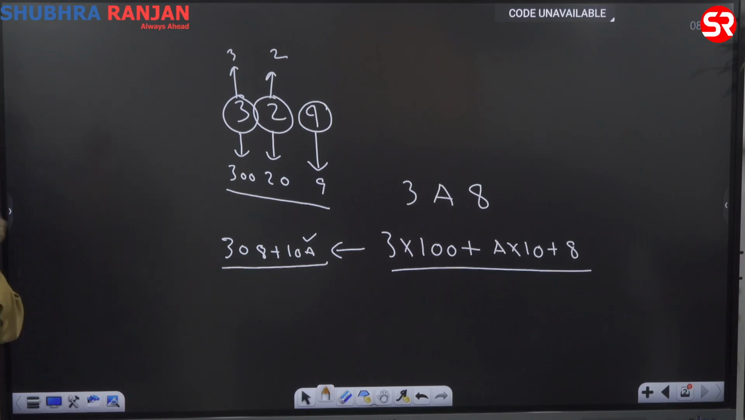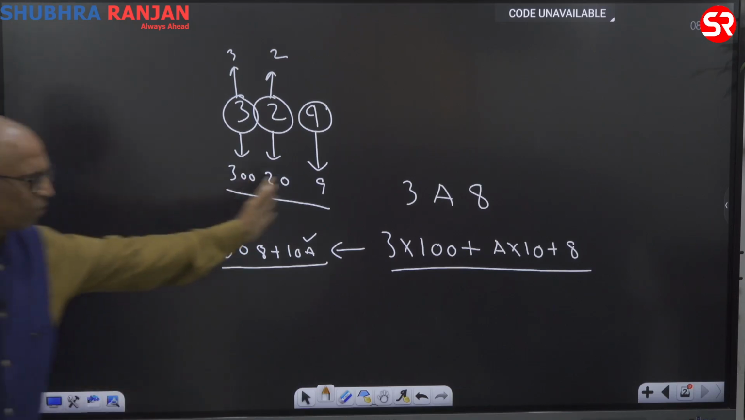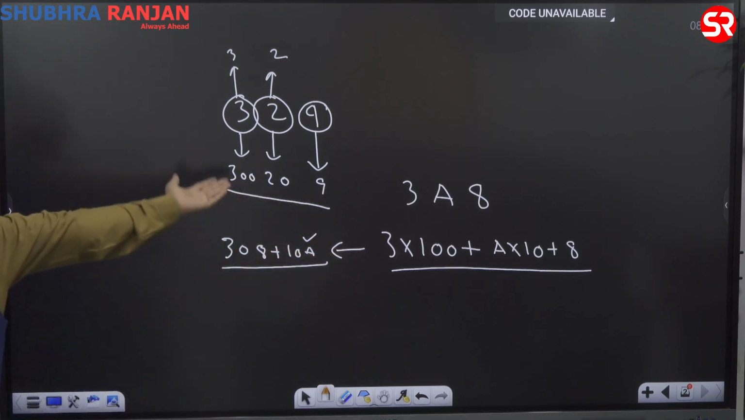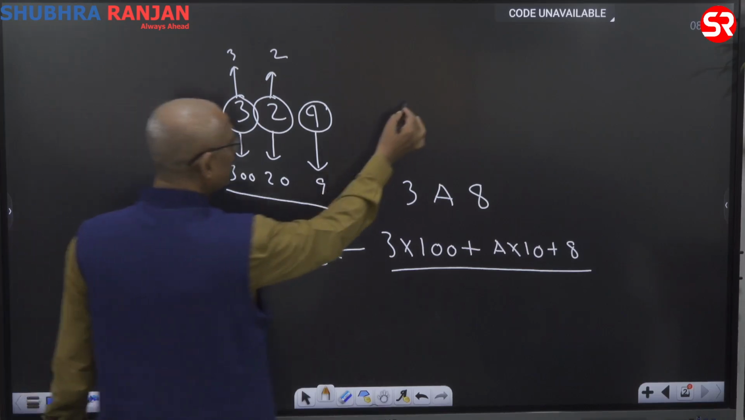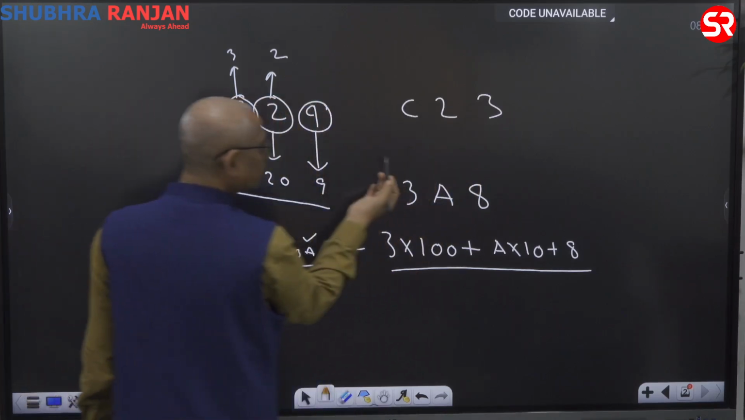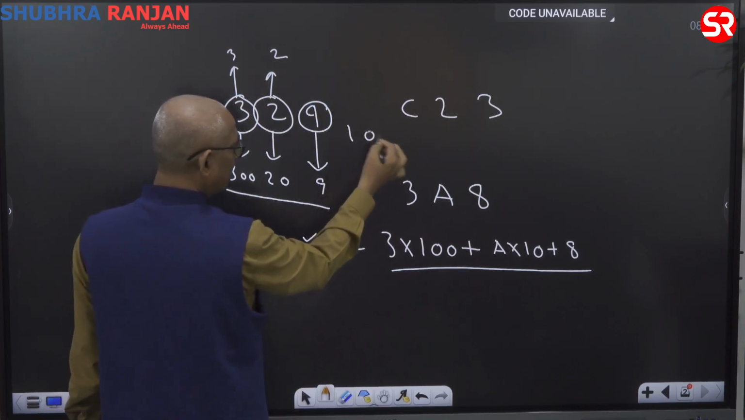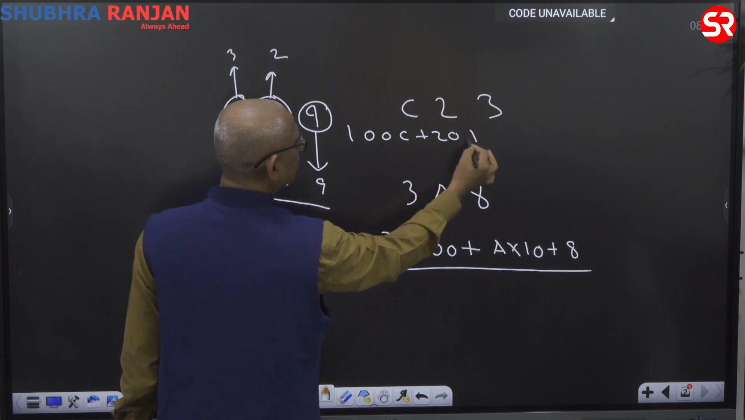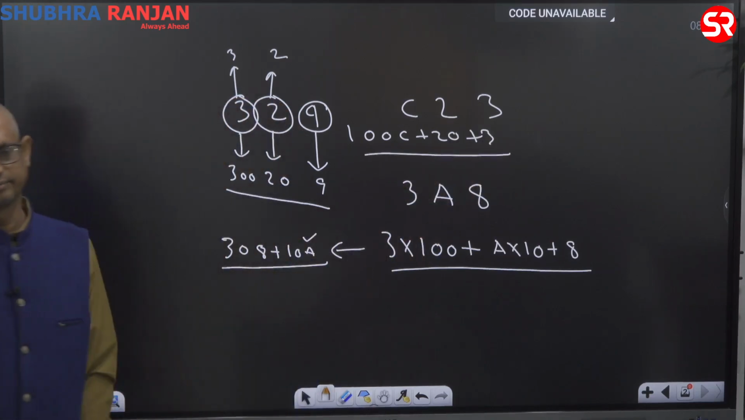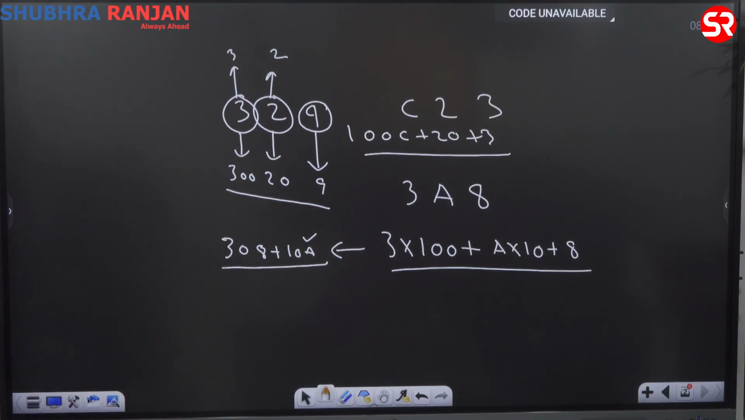Okay, you got it now? Place value, face value, that's all. You should also know how to convert, that is required. Wherever it is, you can convert. For example, if C23 is there, you can directly write it as 100C plus 20 plus 3. Okay. Completed. Next.